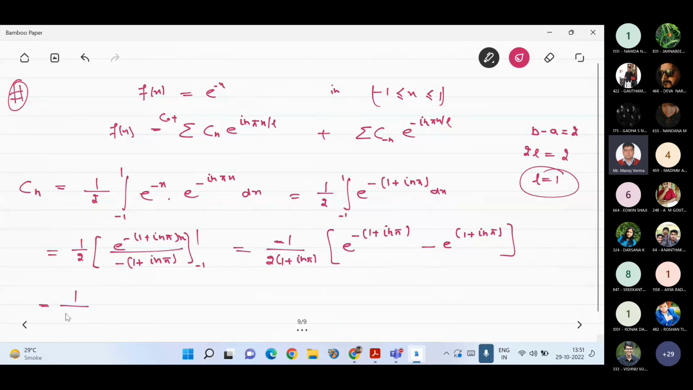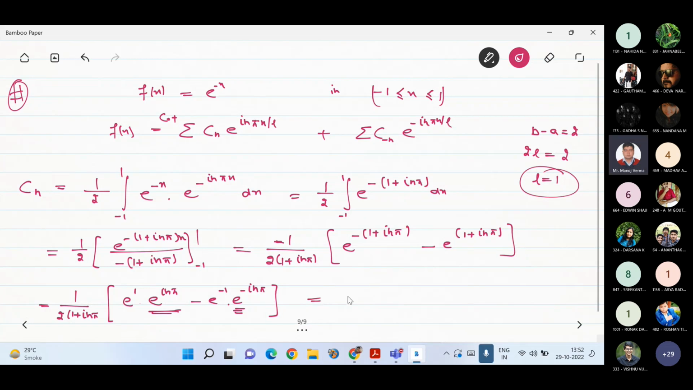It will become 1 over 2 times 1 plus iota n pi, and this term I am writing as initial term e raised to the power. Okay, I am also opening this: e raised to the power 1 times e raised to the power iota n pi minus e raised to the power -1 times e raised to the power minus iota n pi. Right. So both of these terms, e raised to the power iota n pi and e raised to the power minus iota n pi, will become -1 raised to the power n.